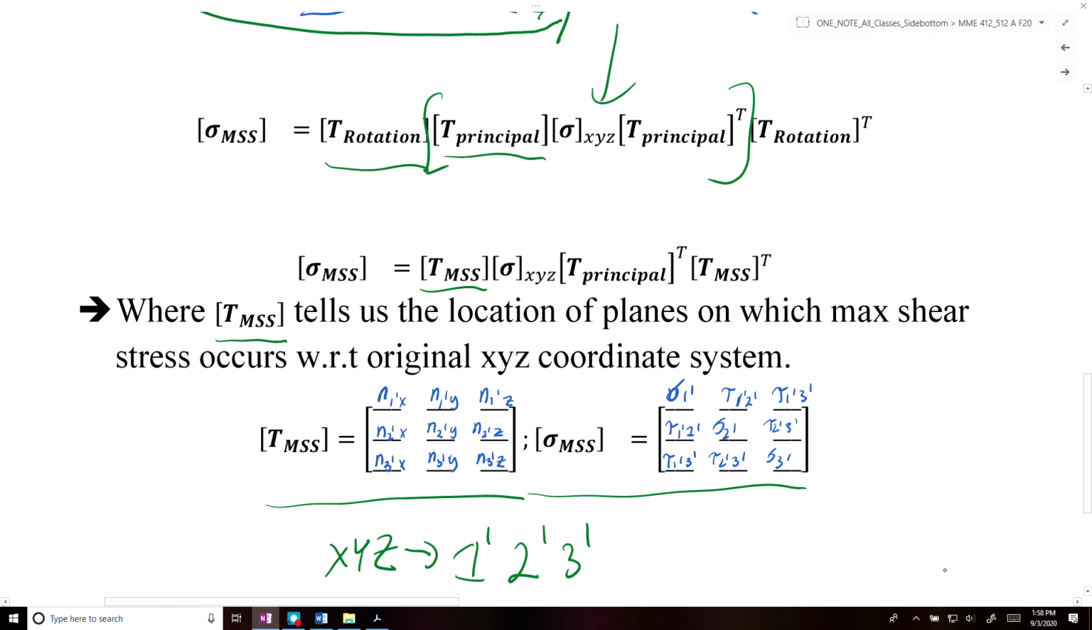After calculating the tau max shear stress using the rotational matrix and the principal stress transformation matrices, you'll end up getting a stress matrix with 6 components: your three normal stresses along the 1', 2', and 3' coordinate system, and your 3 shear stresses, tau 1'2', tau 1'3', and tau 2'3'. One of either tau 1'2', tau 1'3', or tau 2'3' will be your maximum shear stress.